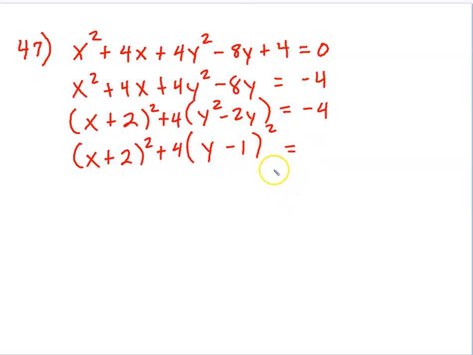And now I'm going to balance out the equation. So I need to add 4 because of this, 2 squared. So I started at -4. I'm going to add 4, 2 squared. Maybe I'll just do it like this. Okay, I'm going to add, because I added it to the left side, now I'm going to add it to the right. And then I'm going to add -1 squared times 4.